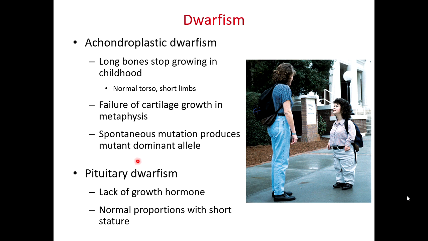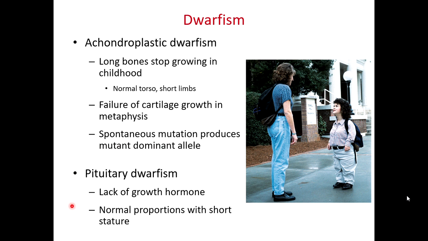These individuals are going to stop growing taller early on in their childhood, and they are, well, understandably, rather short. Achondroplastic dwarfism is related to a spontaneous mutation. It is a dominant mutation. So if they are a heterozygote for this mutation, it's still going to manifest itself.